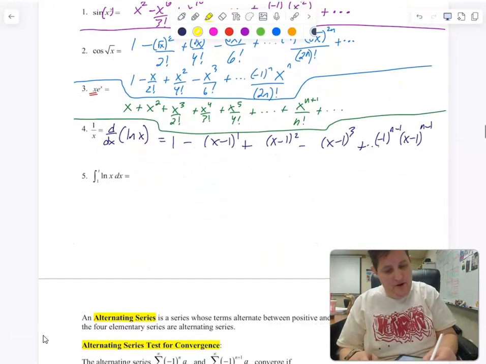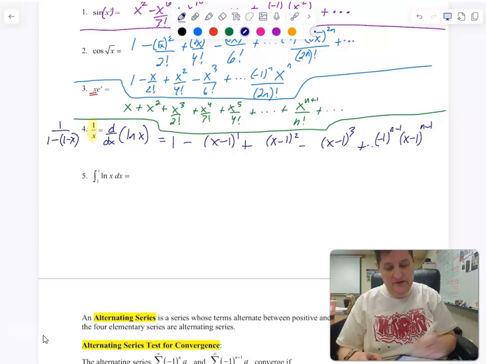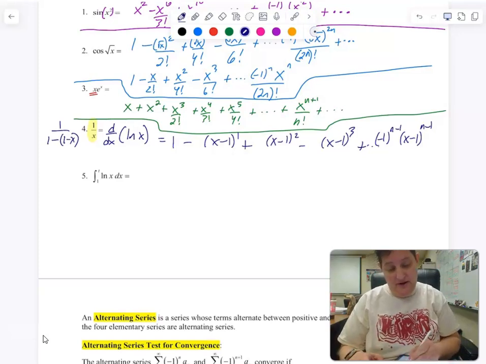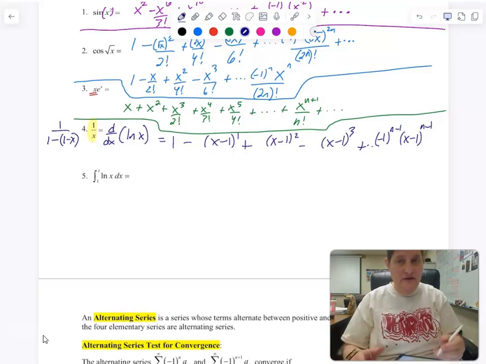Like, now we know the derivative is 1 over x. We could probably do a geometric power series over here. Remember how it's 1 over 1 minus r? And in this case, r would be 1 minus x, right? Because then it's 1 minus (1 minus x). Anyway, and that's 1 over x. And I could write a power series, and I could get this exact same thing. Okay?